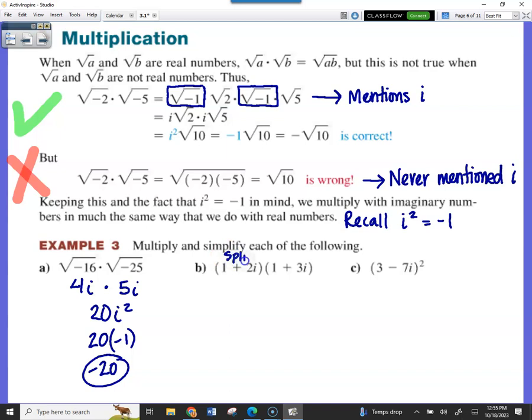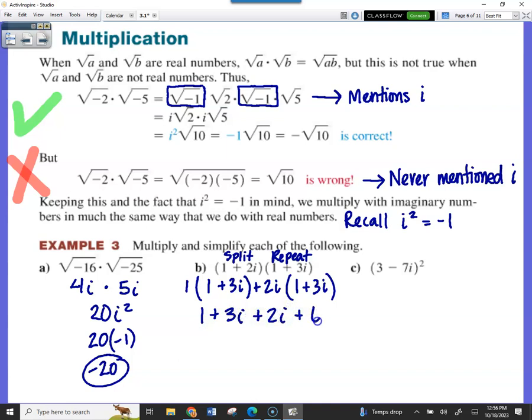Split repeat is the distribution method which works every time, no matter what it is. You split this apart, 1 beep plus 2i beep, and then you repeat the second set. And then what you've just done is rearranged it to a monomial times a binomial, which is a lot easier. And now we multiply. So we have 1 times 1, 1 times 3i, 2i times 1, 2i times 3i.